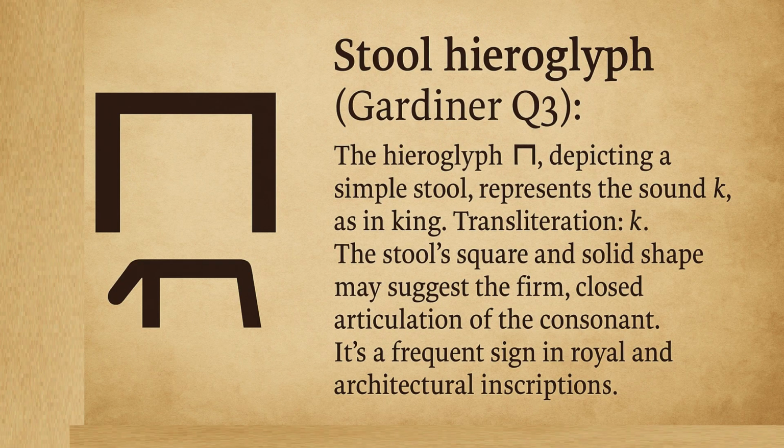14. Stool hieroglyph, Gardiner Q3. The hieroglyph, depicting a simple stool, represents the sound K, as in king. Transliteration, K. The stool's square and solid shape may suggest the firm, closed articulation of the consonant. It's a frequent sign in royal and architectural inscriptions.